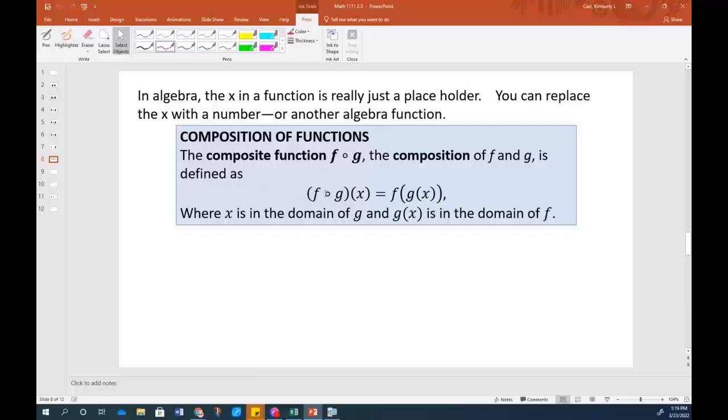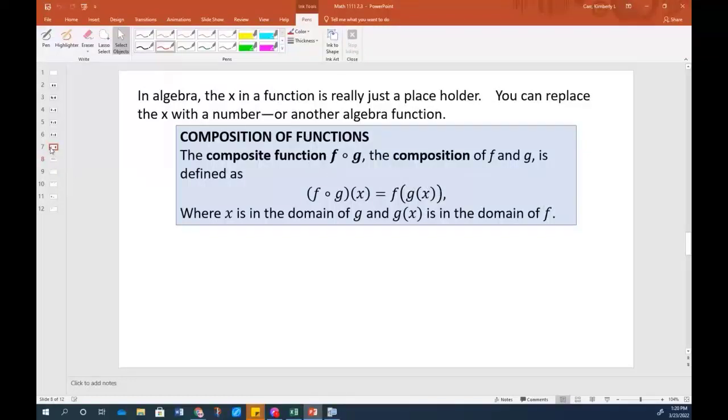The composition of f and g of x is equal to f of g of x. Because f of g of x is easier to say than the composition of f and g, generally I'm just going to say that latter one. But x has to be in the domain of g, because that's what it's getting plugged into. And then g of x has to be in the domain of f.